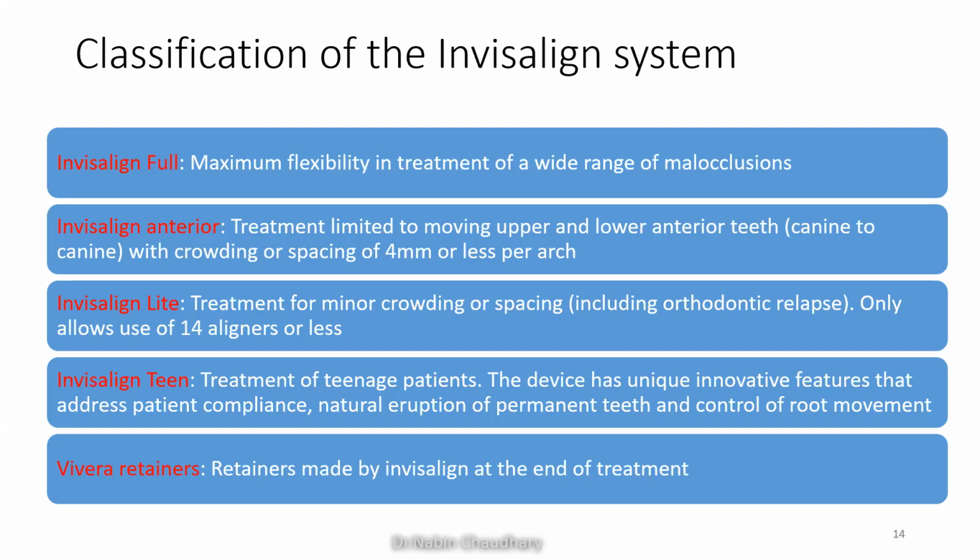Whereas the Invisalign lite uses the clear aligners sequence of generally 14 aligners or less, and the Invisalign teen is generally used in case of the teenage patients. And the specific feature of this Invisalign teen is that it has a unique feature that addresses the patient compliance, the natural eruption of the permanent teeth, and also the control of the root movement. And there is another Invisalign system, that is the vivera retainers. And these retainers are generally fabricated by the Invisalign company itself at the end of the treatment as a retainer.